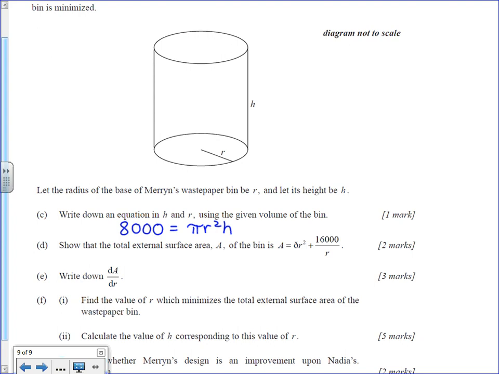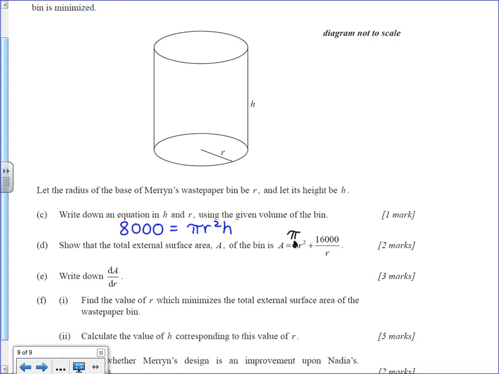All right, this symbol came out wrong. This is supposed to be pi here. Okay. Show that the total external surface area of the bin comes out to that. Now, if you can't figure this one out, you can always use that answer that they gave you going forward. That's why they gave it to you there. But we should be coming up with our total external surface area equation on our own, and it should come out to the same thing as what they got.